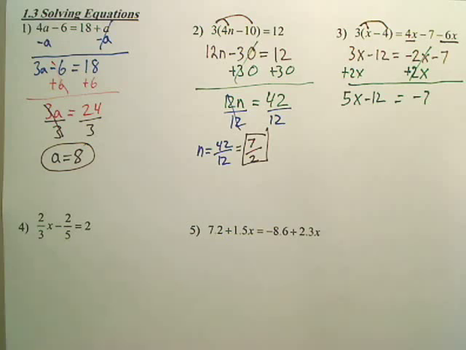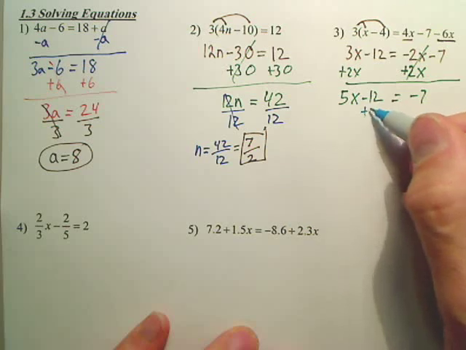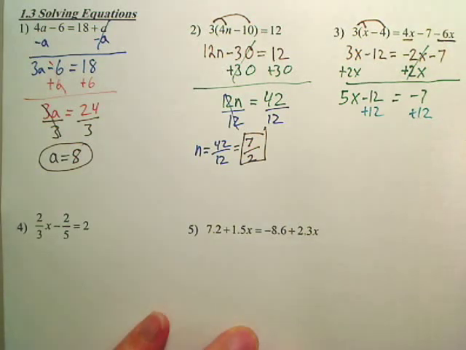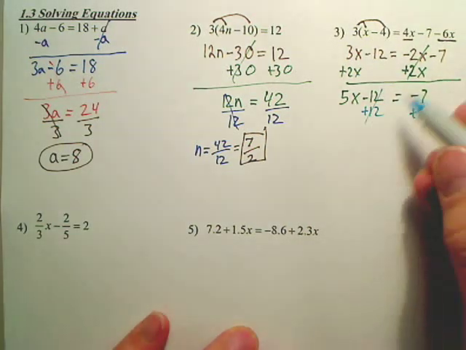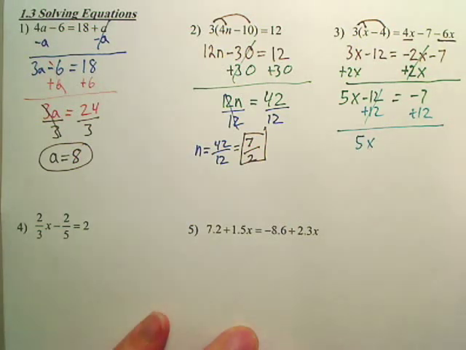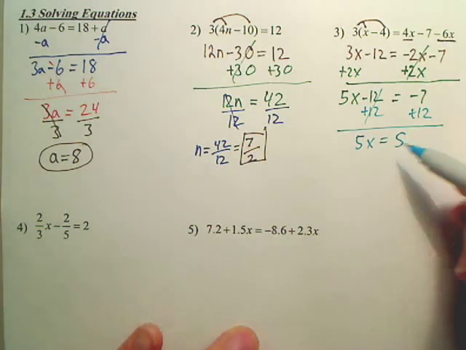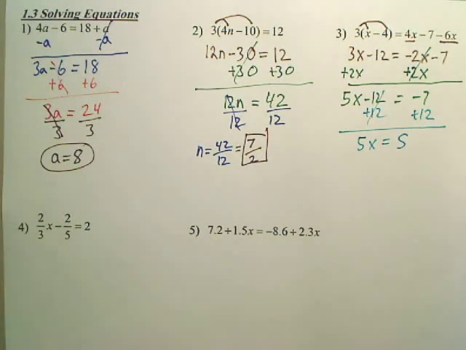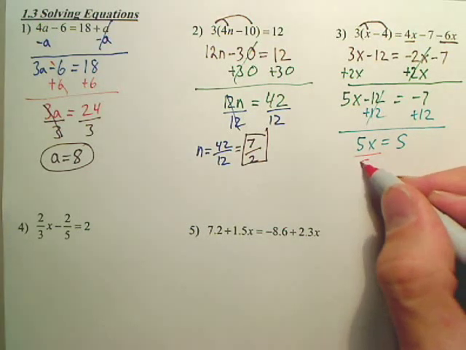What next step? Add the 12 over. So we have 5x equals 5. Now, can anybody guess the answer by looking at it? You should know 5 times 1 is 5, but technically you do this.